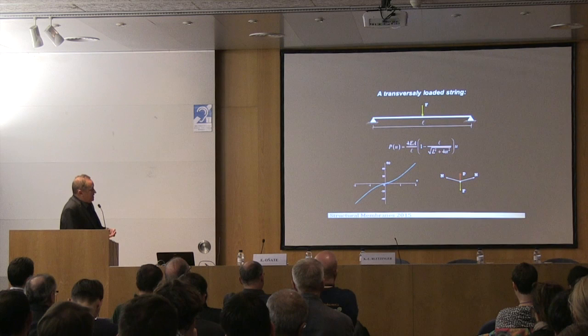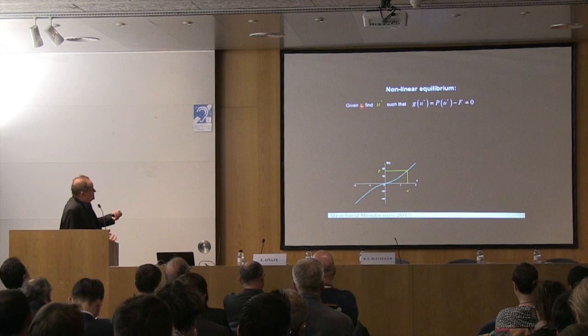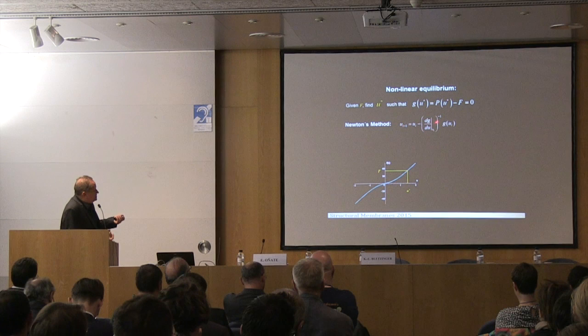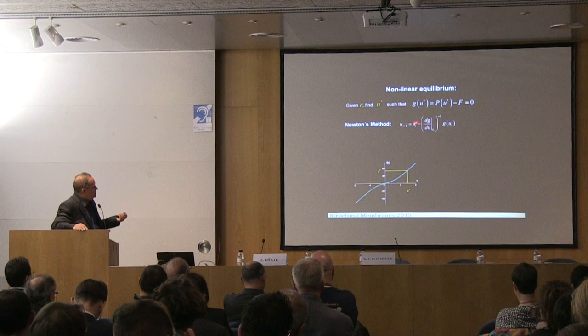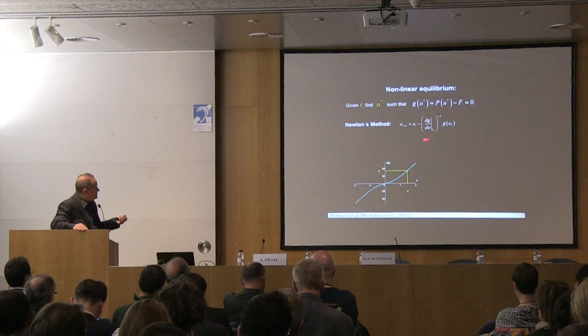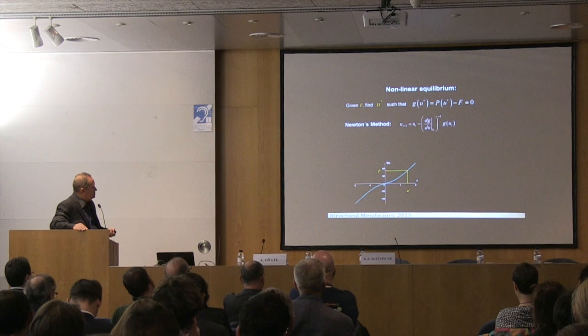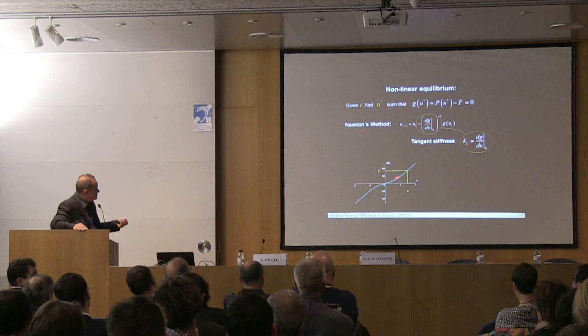And usually, when solving these problems numerically, we can put it like this: given an external force F, find a displacement such that the unbalanced load vector P minus F is zero. And the most traditional method to solve this type of problem is Newton's method, where we start from a guess in displacement and iterate this formula, where there appears this derivative of the unbalanced load G with respect to displacement. This we call the tangent stiffness, the tangent for this load. And in this problem it comes like this.